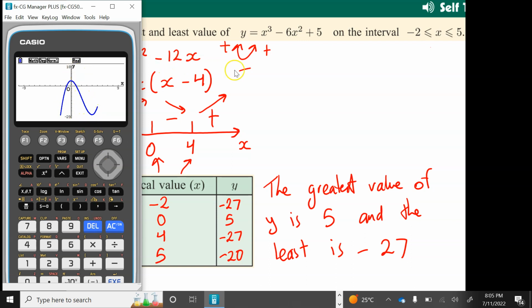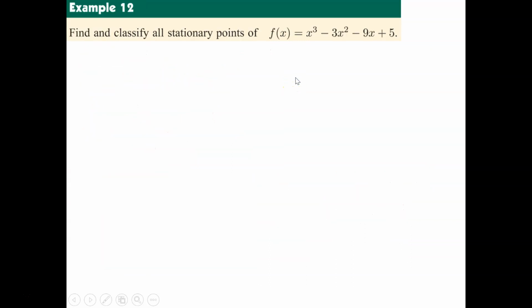Okay. Let's now move on to example 12, which is the previous one that I had in your booklet. What is it asking us here? It's asking us to find and classify all stationary points. Not just simply to find them, but also to classify them. Well, let's do this. Let's classify these points. Hang on, stationary points. How do we find stationary points again? Derivative. Well, let's do it.